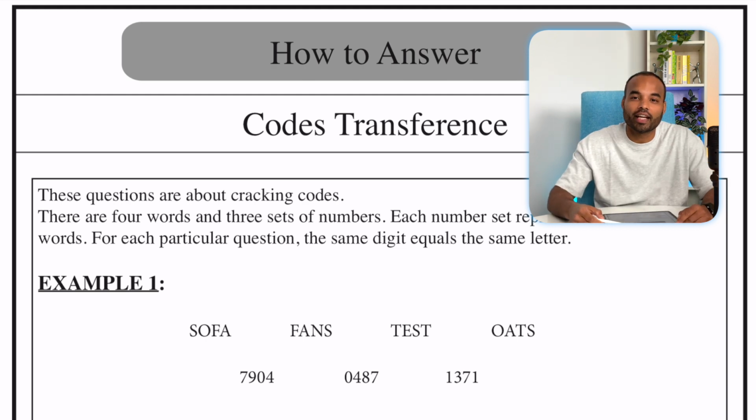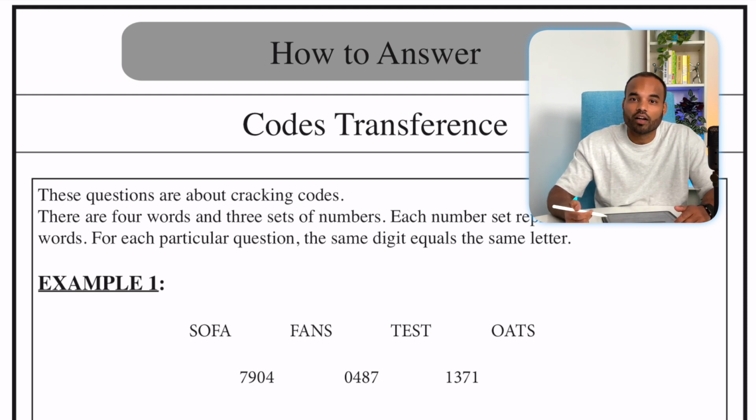Let's take a look at the explanation from the book. Now, these questions are about cracking codes, and in these questions you get given 4 words and 3 number codes. A number code matches up to a word. Because there's 4 words and only 3 codes, you're missing a number code for one of the words. So it's up to us to figure out what each number represents in terms of letters.